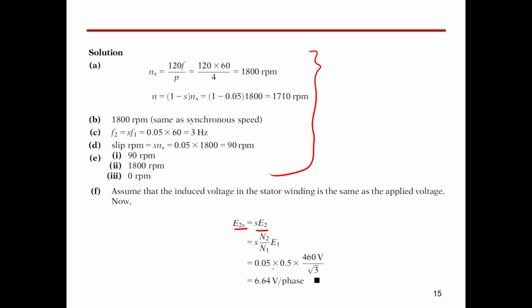So this is now the value. S is 0.05. The N2 divided by N1, so this is the opposite, which is 0.5 right now, times the voltage of E1, which is the supply volt. But the supply volt is given line to line. So per phase, we would divide by square root of 3. So 460 divided by root 3. So this is going to be the induced volt that we need. Okay. Nice.